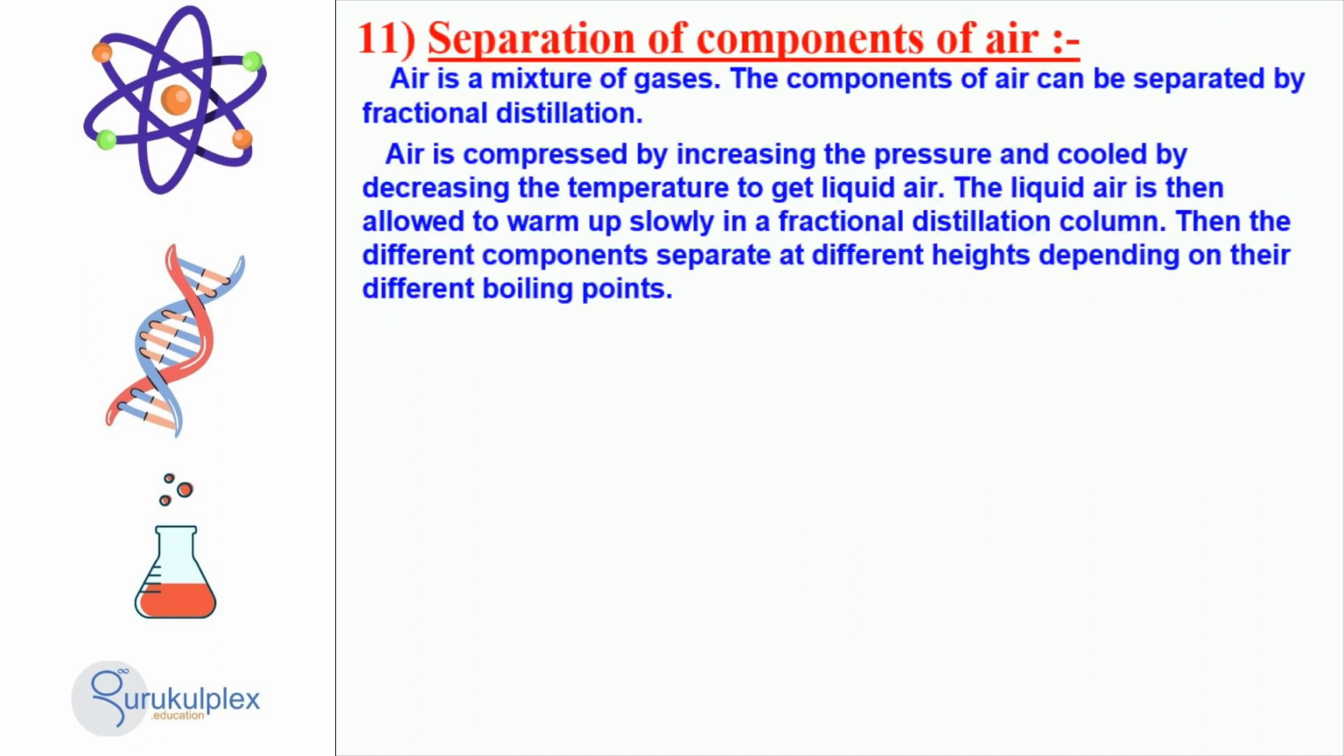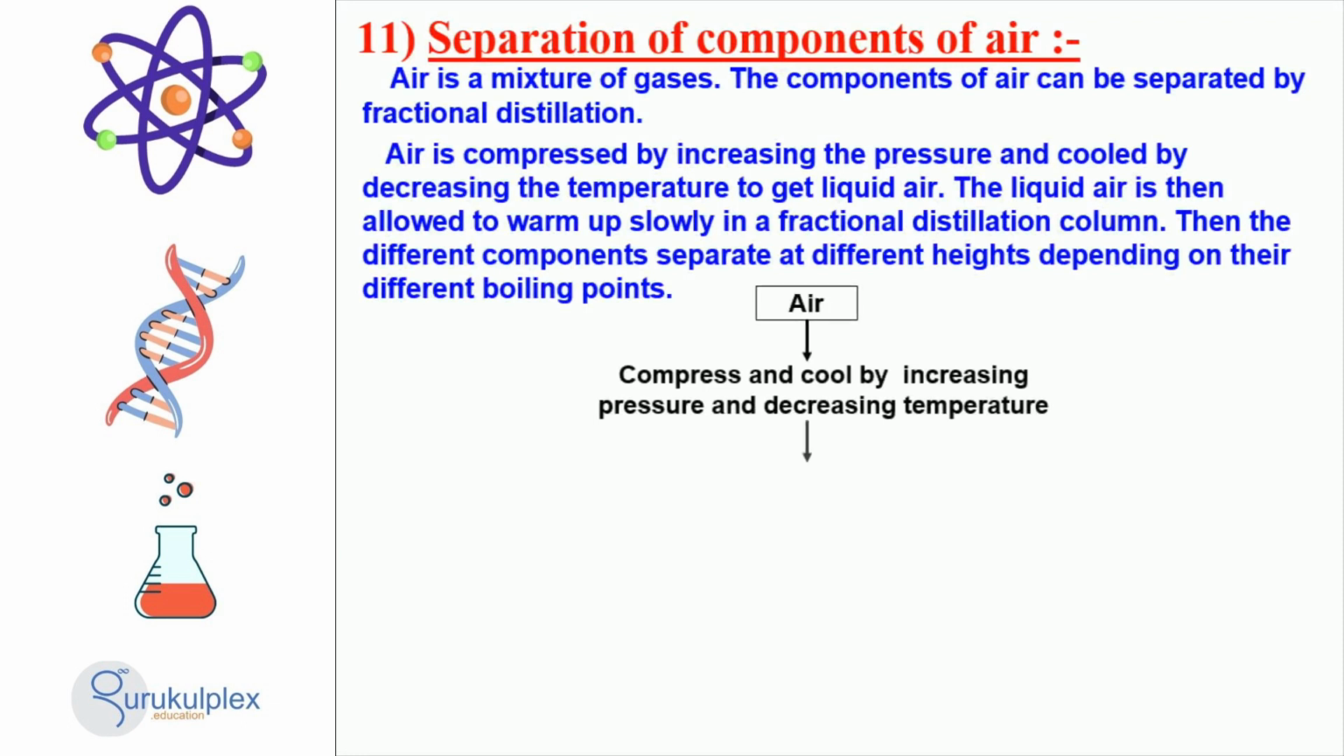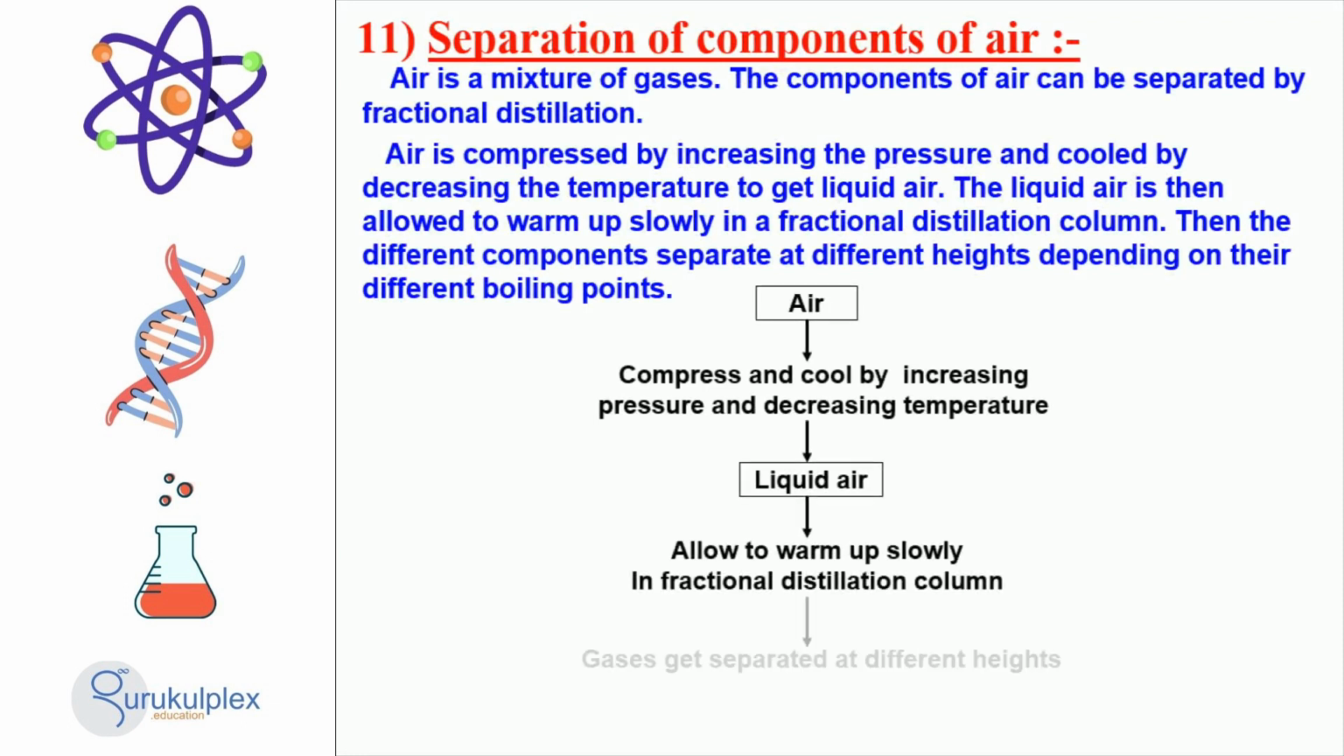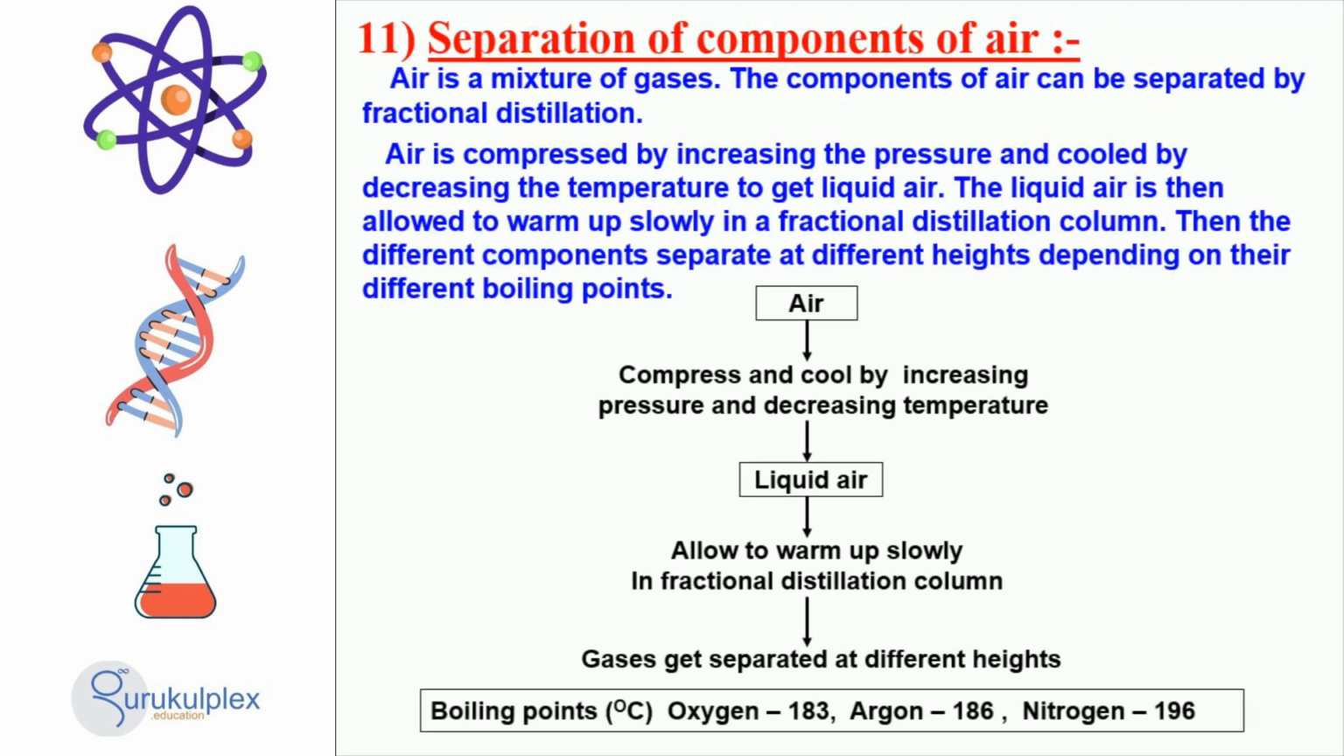Compressing air and cooling it, with an increase in pressure and decrease in temperature, forms liquid air. This liquid air is then slowly warmed in a fractional distillation column, allowing the gases to be separated based on their different boiling points. Oxygen boils at -183 degrees Celsius, argon at -186 degrees, and nitrogen at -196 degrees. Fractional distillation enables us to accurately separate the components of air from a mixture.